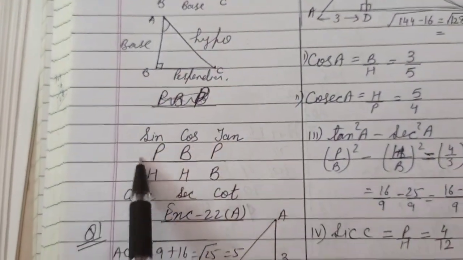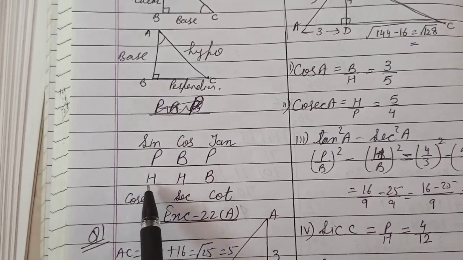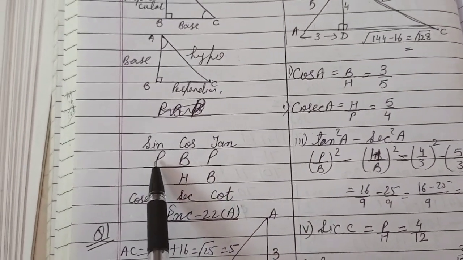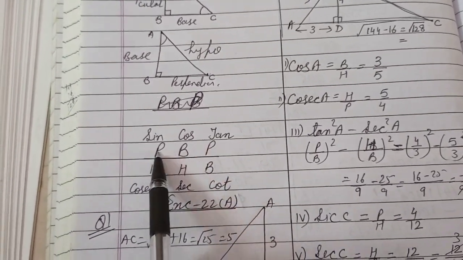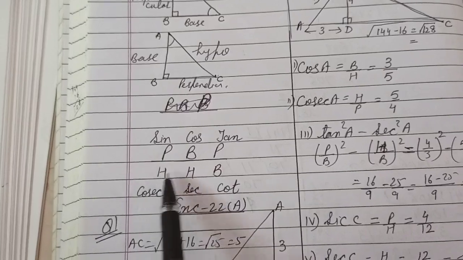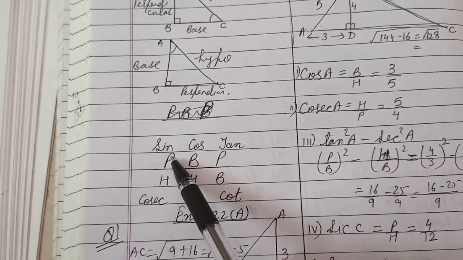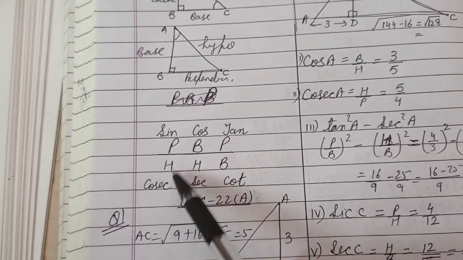Now, you have to keep in mind this formula, the ratios PBP over HHB. It can be learned in this way also. Pandit Badri Prasad har har bole. Clear? Now you can see children, P stands for perpendicular, B stands for base and H stands for hypotenuse.